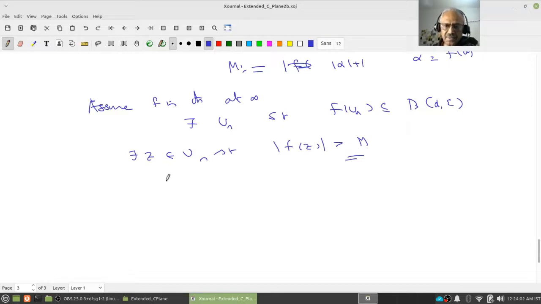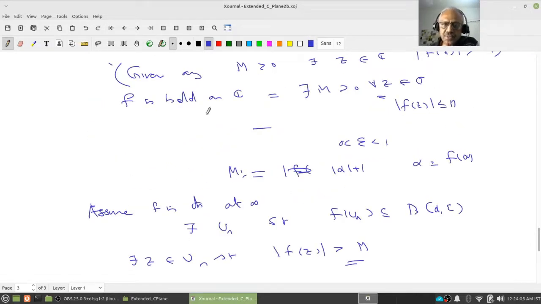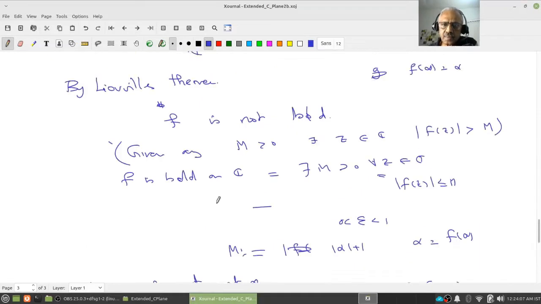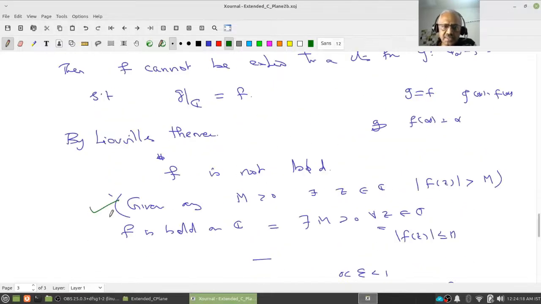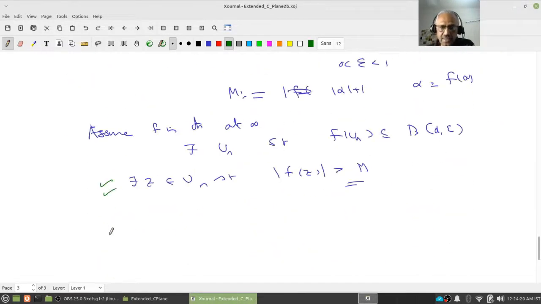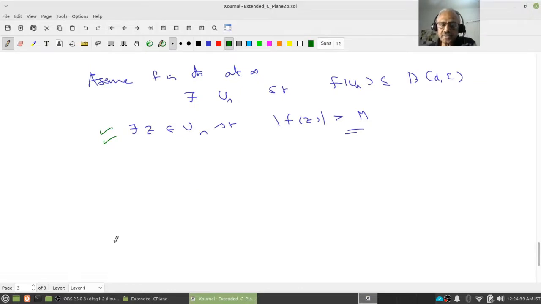Because of this, I know there exists some z, I want to say there exists z in U_n. Do you understand the difference? What is the difference between these two sentences? What it said is there exists some z in C, but now I know for every z in U_n, f(z) belongs to B(alpha, epsilon), therefore mod f(z) is less than 1 plus mod alpha, that is M. But now I want to claim, because of Liouville's theorem, there exists already a z in this. Now how do I prove it?